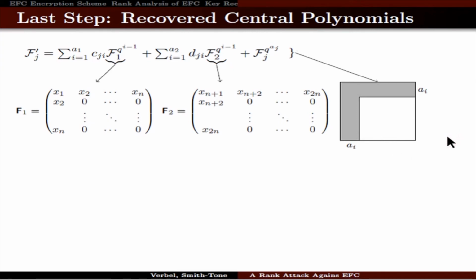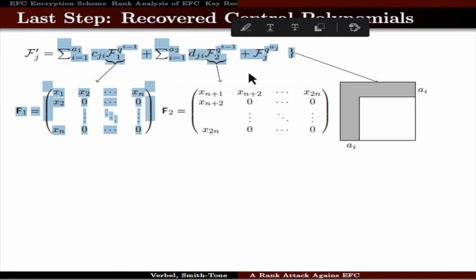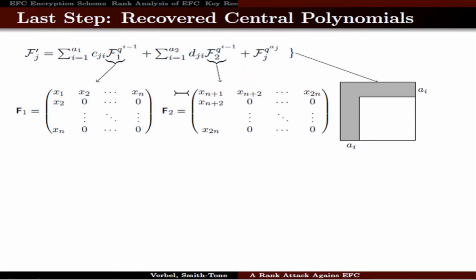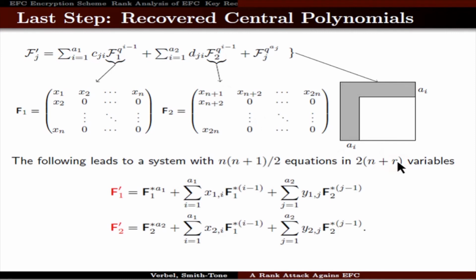So the last step in our attack is to find maps like F1 and F2 such that they satisfy this equation over here. Why would we want that? Well, because if we have maps like this, we can invert our central map just as a legitimate user.